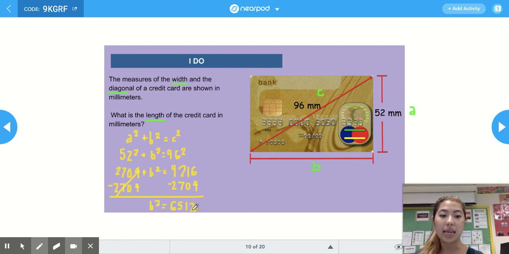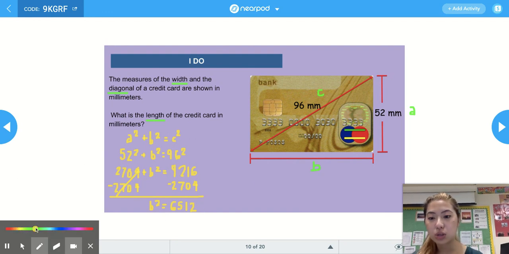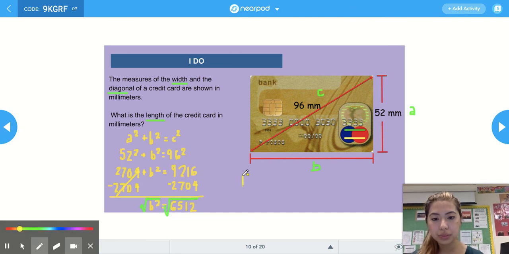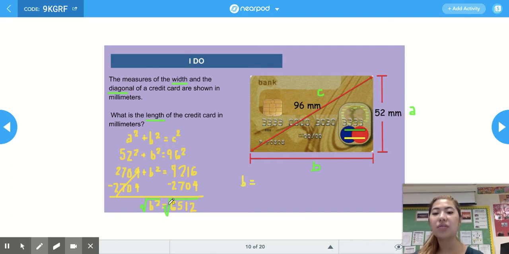That's telling us that the area of the square that uses b as the side length is 6,512. But to just find that side length, we're going to have to square root it. So I'm going to find the square root of 6,512. Again, when you see a square root symbol as well as the squared symbol, the little power of 2, that crosses each other out. So then we're left with b is equal to the square root of 6,512, which is 80.7. And in this case, our unit is millimeters.